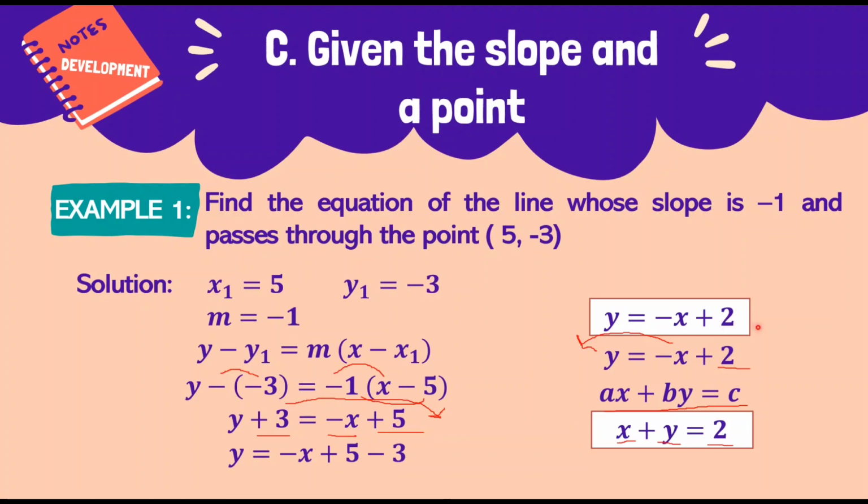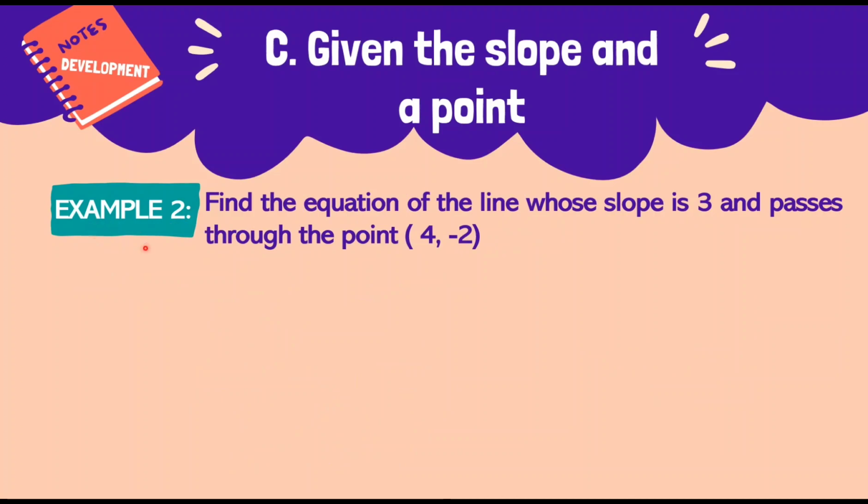Okay, this is our slope intercept form of the equation of the line, and this is the standard form of the equation of the line. Let us have the second example when the given are slope and a point. So, find the equation of the line whose slope is 3 and passes through the point 4 and negative 2. So, again, we need to determine the value of our slope and the values of our x sub 1 and y sub 1. So, let us write.